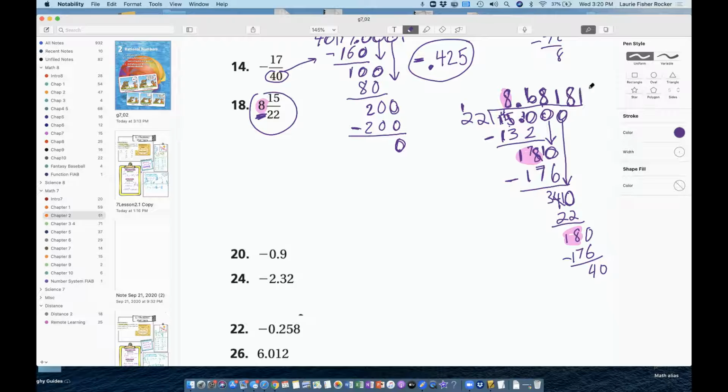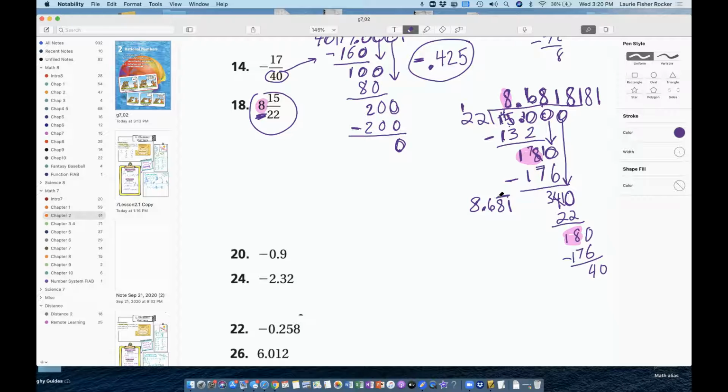And so I look and I notice, what's the repeating pattern? It's not the 6, but it's the 8, 1, 8, 1, 8, 1. And so I'm going to end up with 8.681, and the 8, 1 has a bar over it. The 8, 1 has a bar over it because that's what was repeating.